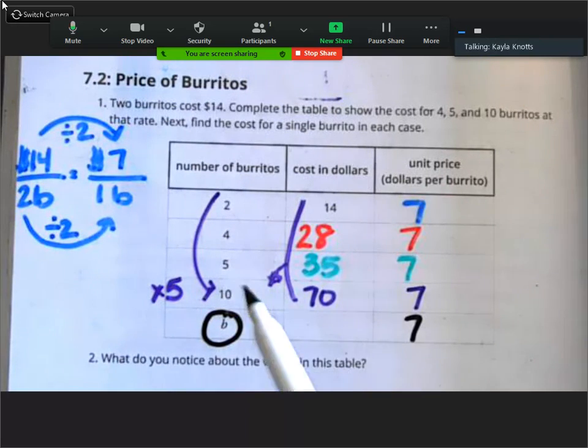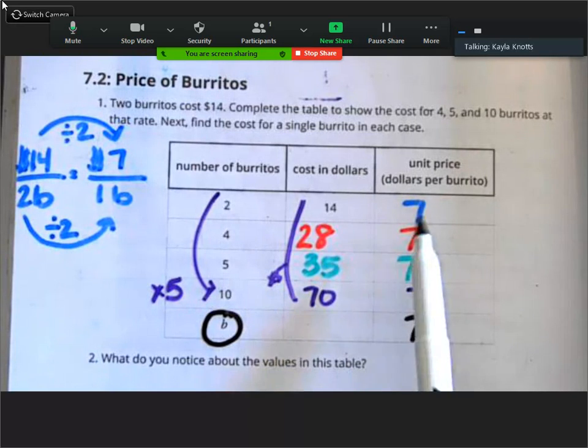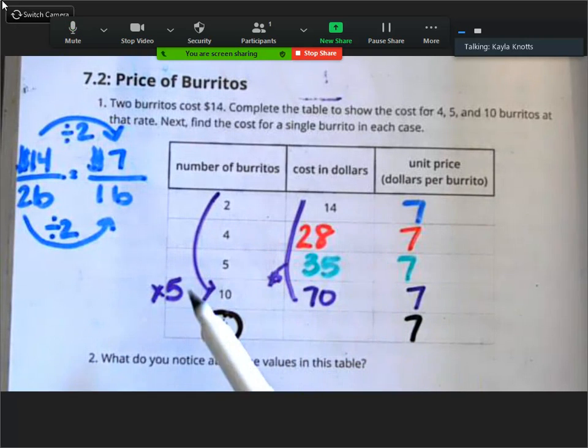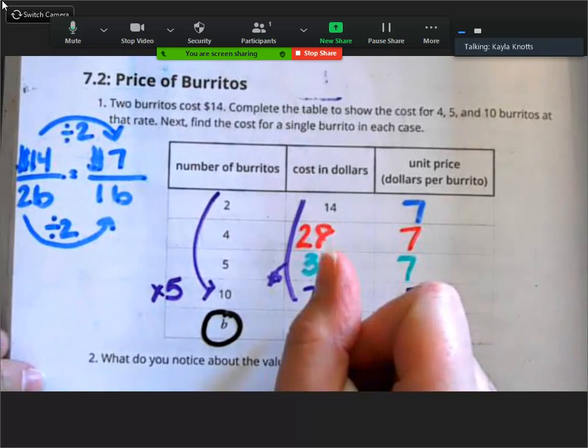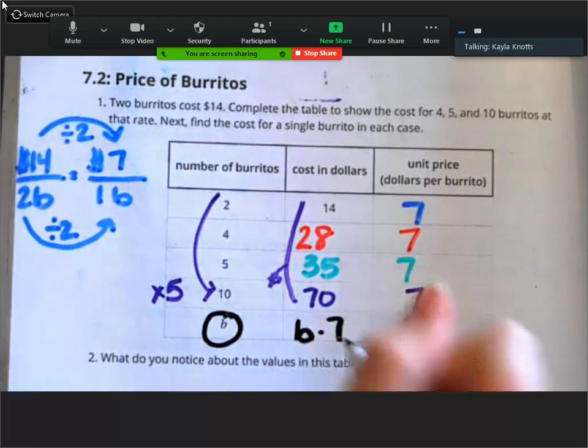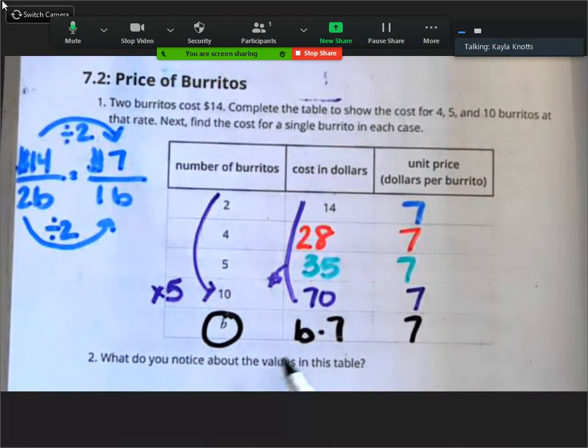So any other time we did my unit price times my number. So 2 times 7 gave me my cost. 4 times 7 gave me my cost. 5 times 7 gave me my cost. 10 times 7 gave me my cost. You're not changing here, guys. Literally, I know it's weird, but B times 7. That means no matter how many burritos I substitute for the B, I would still just multiply it by 7. Okay. Good job. All right.